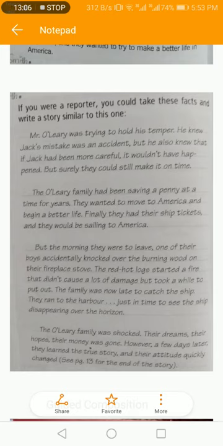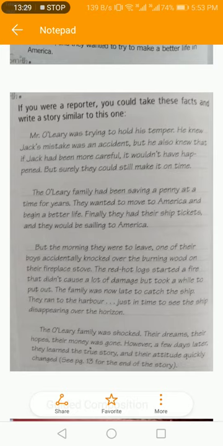Mr. O'Leary was trying to hold his temper. He knew Jake's mistake was an accident, but he also knew that if Jake had been more careful, it wouldn't have happened, but surely they could still make it on time. The O'Leary family had been saving a penny at a time for years.